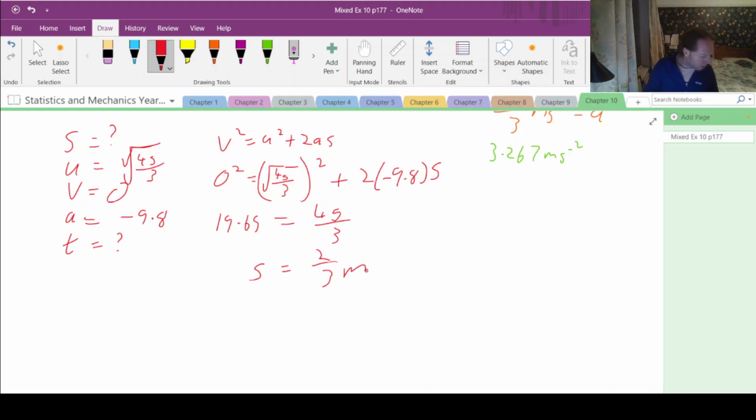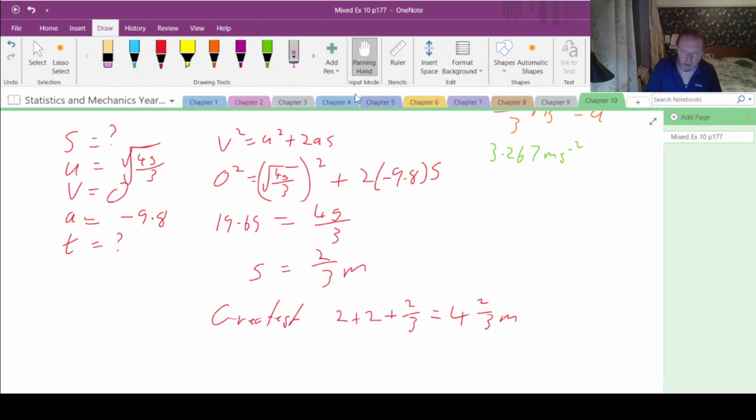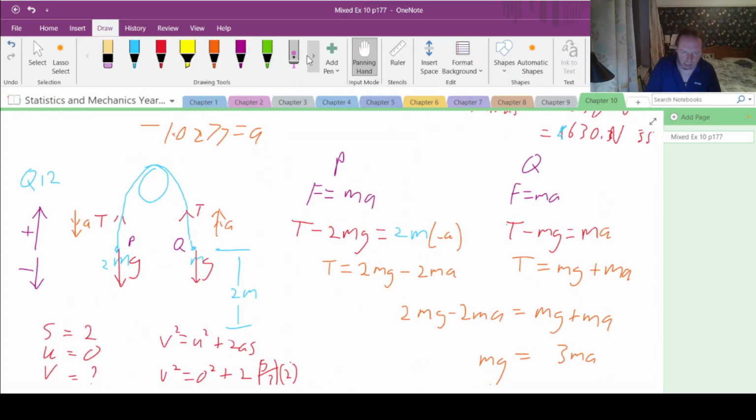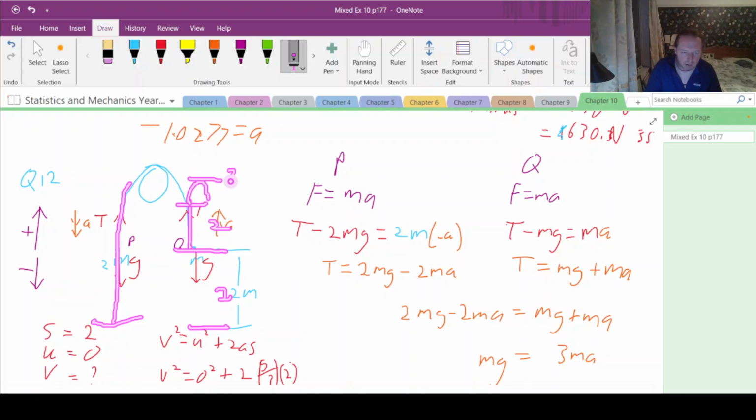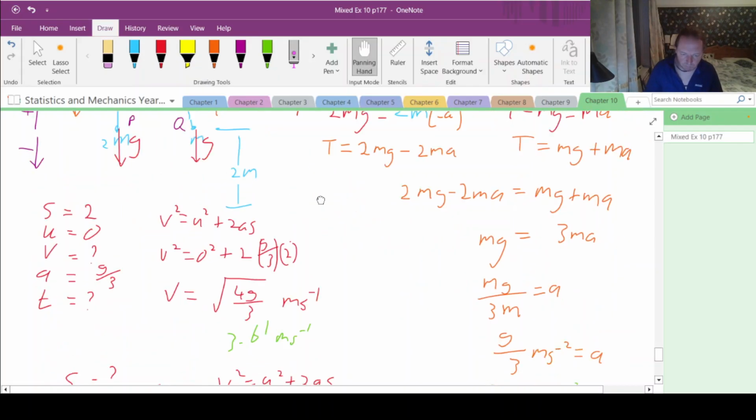So what was the question? Find the greatest height that Q reaches. Well, it started 2 meters up. It went another 2 meters up. That makes it 4. So greatest height is 2 plus 2 plus 2/3, 4 and 2/3 meters, because for the 2 meters that this one fell down to the base, this one went up 2 meters. So at this point now I've got 2 and 2, and then I've done a little bit of a lip there, which is the 2/3. So done.